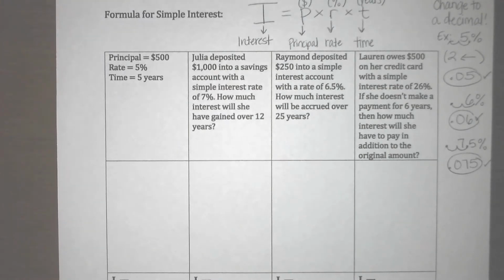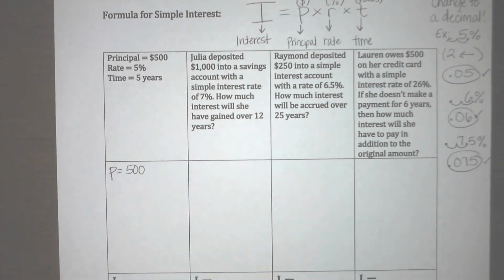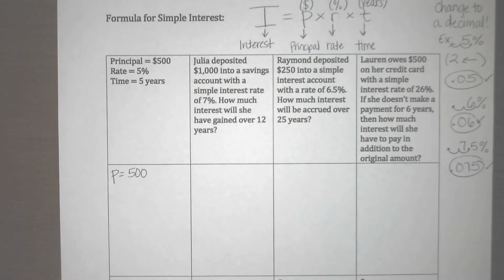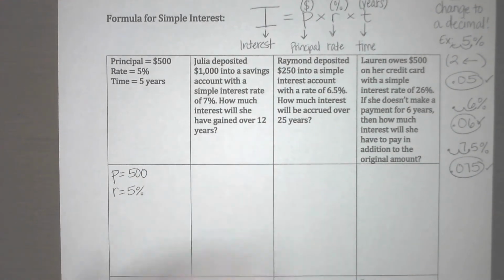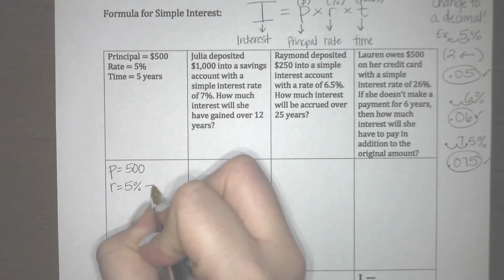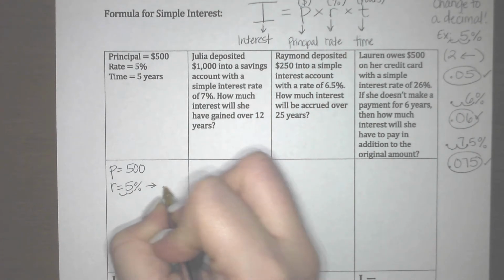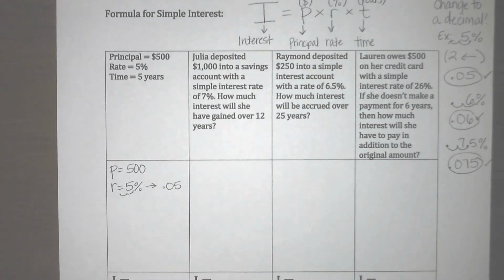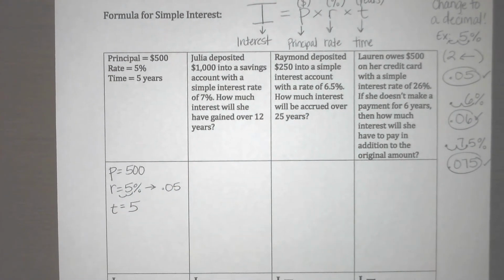So let's just start. Say our principal is P, which is $500. The rate, or R, is 5%, but that's an issue. Remember, it cannot be a percentage. It has to be a decimal. So I move the decimal 2 places to the left, and it becomes 0.05. And then finally, T, our time, is 5 years.